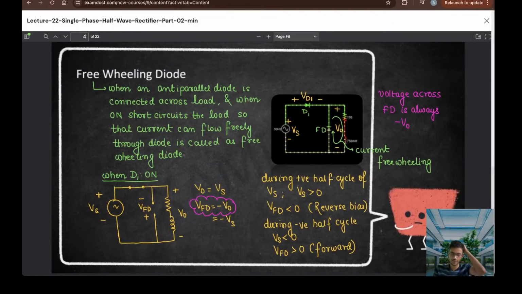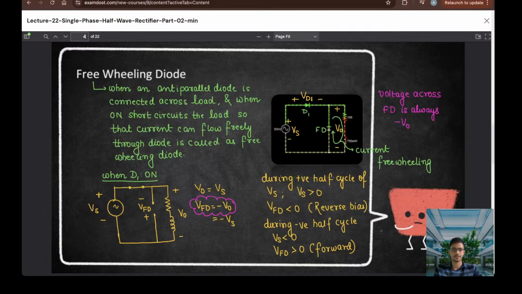Freewheeling diode. What is a freewheeling diode? When an anti-parallel diode is connected across the load and, when on, short circuits the load so that current can flow freely through the diode, it is called a freewheeling diode. That means the diode is connected opposite to the output of the rectifier.